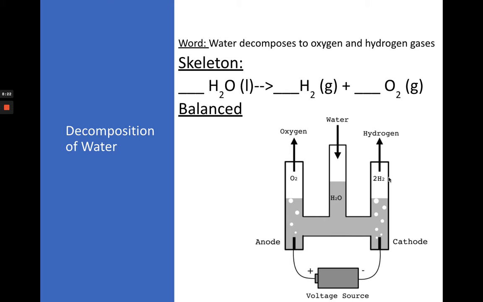Just so you know, to decompose water, you can't just boil it. Boiling water is water vapor. But if you want actually oxygen and hydrogen, you have to run an electric current through it, and in that case you'll be getting oxygen gas and hydrogen gas in a ratio of 2 to 1.